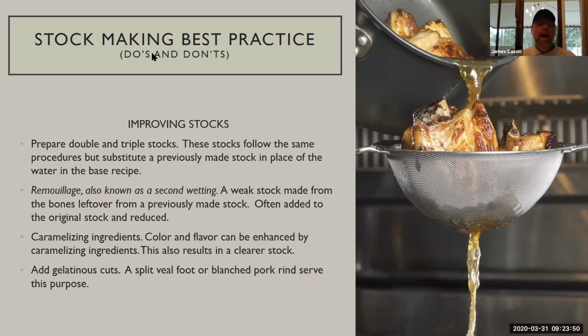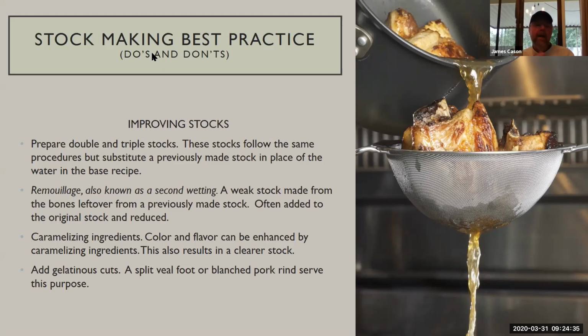Caramelizing ingredients: color and flavor is enhanced by caramelizing ingredients. This also results in a clearer stock. So caramelized onions, caramelized carrots. Don't caramelize garlic, and we've already talked about celery. Garlic, it's too easy to go a little bit too far with the garlic, and then we get bitter notes. So with garlic, I might roast garlic, you know, wrap it in aluminum foil, roast it as a whole head like that, and then put the roasted garlic in, but I won't roast cloves. I won't caramelize cloves because it's too easy to burn them.